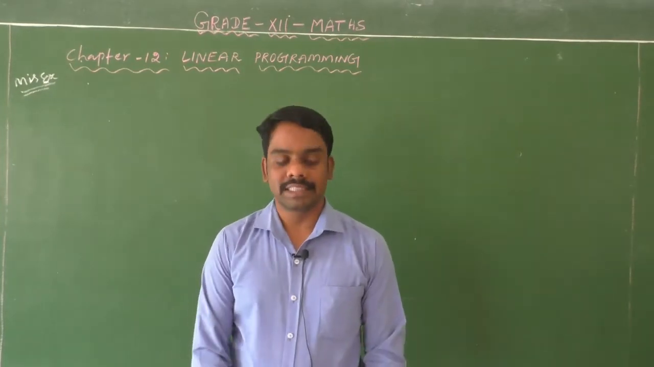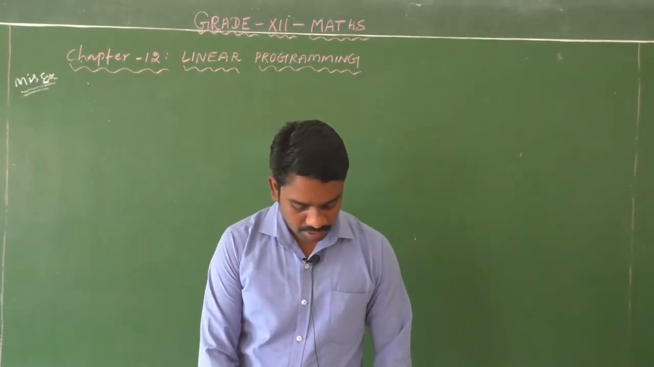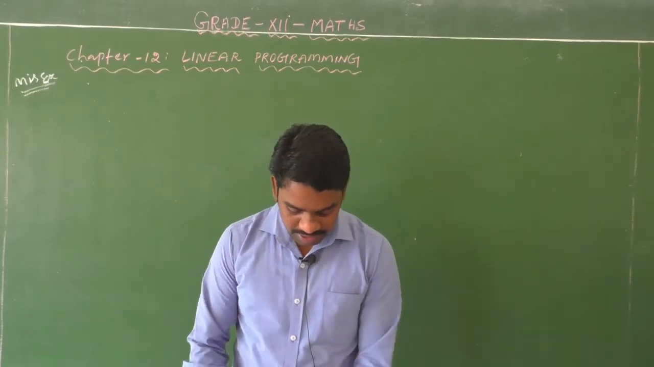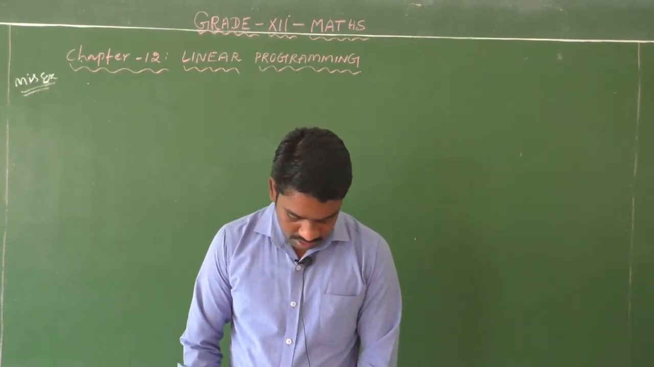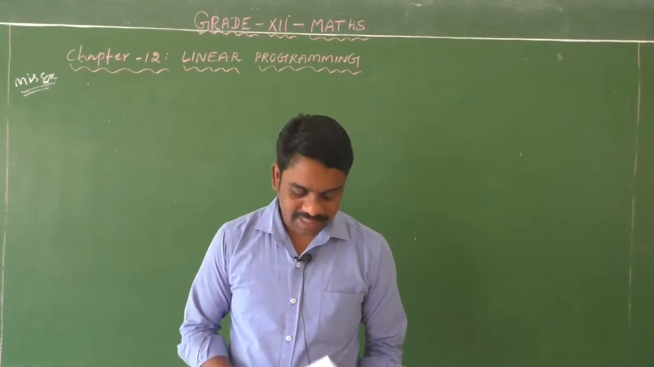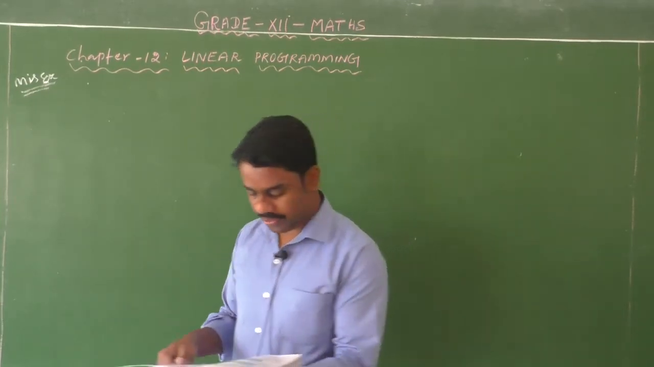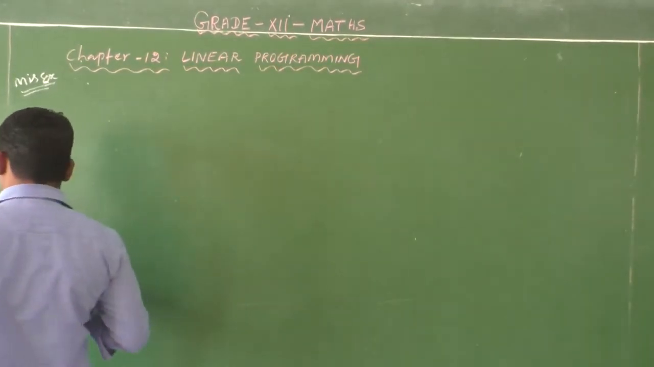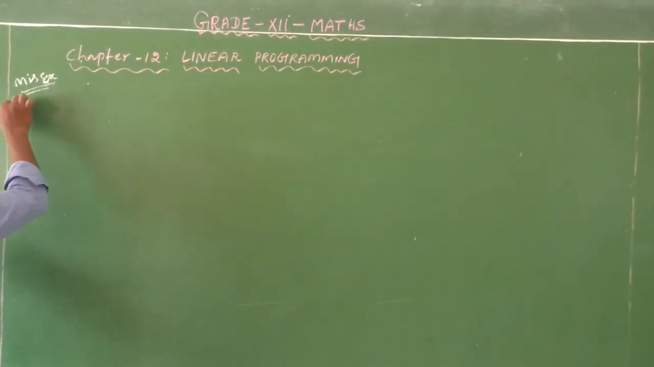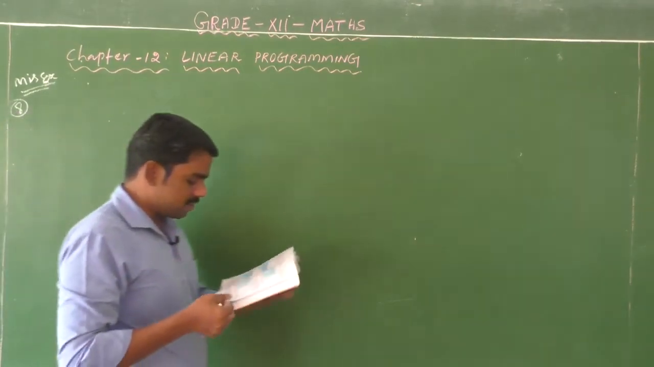Grade 12 Mathematics, chapter number 12, linear programming problem. We have almost completed this chapter, only pending question number 8 and 9 in the miscellaneous exercise of chapter 12. So listen, page number 5 to 7, miscellaneous exercise, question number 8. Listen students.